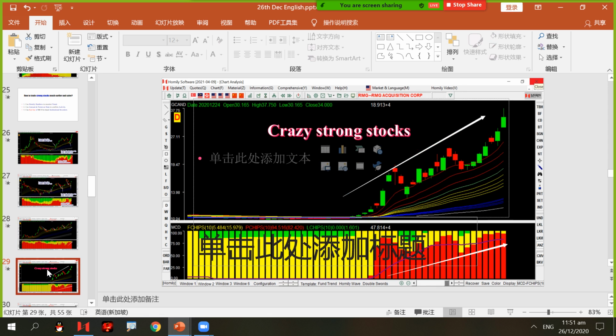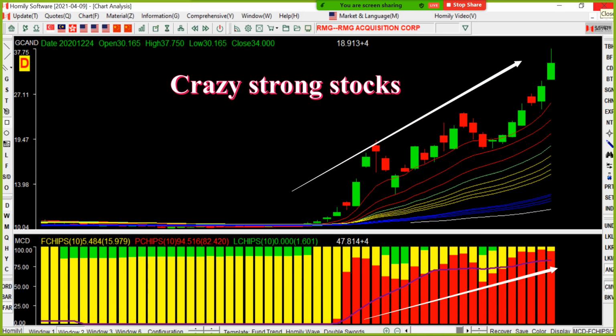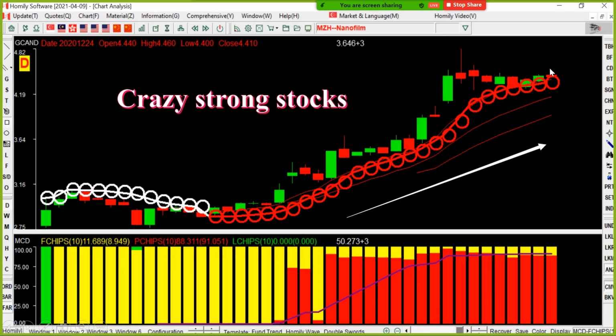Xiaomi. Then how to see the crazy strong shares? Must be the turnover rate. I repeat again. If you want to do daily trading or short-term trading well, your filter is very important. Sector, and also the turnover rate. Then you check our rainbow and multi-color dragon. It's very important for you. This is the RMG, the lithium battery, right? You see, very cool. Even in our Singapore market, you see, the Nanofilm, also the same. The technology share this year in Singapore IPO, right?